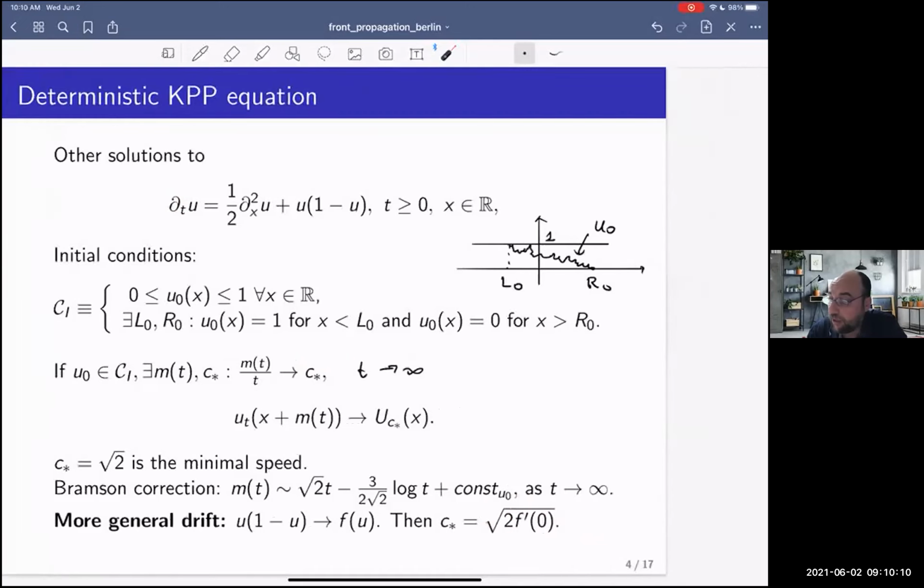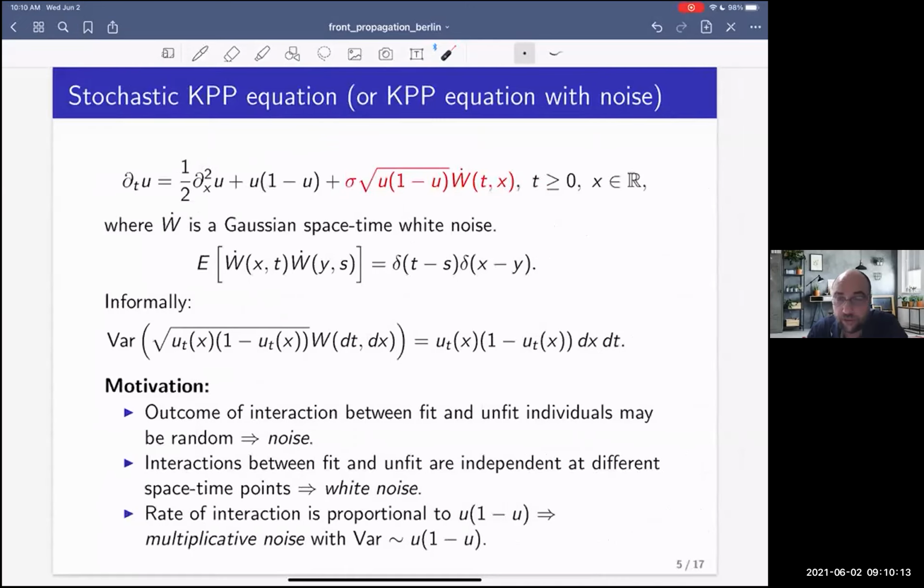Okay. Now the question is, we would like to move to the stochastic version of the KPP equation, and we add this kind of multiplicative noise. We have some constant sigma here, we have the square root of u times 1 minus u, and here is the white noise. Informally, the variance of the noise term in the proximity of the point (t, x) is again u times 1 minus u times dx dt.